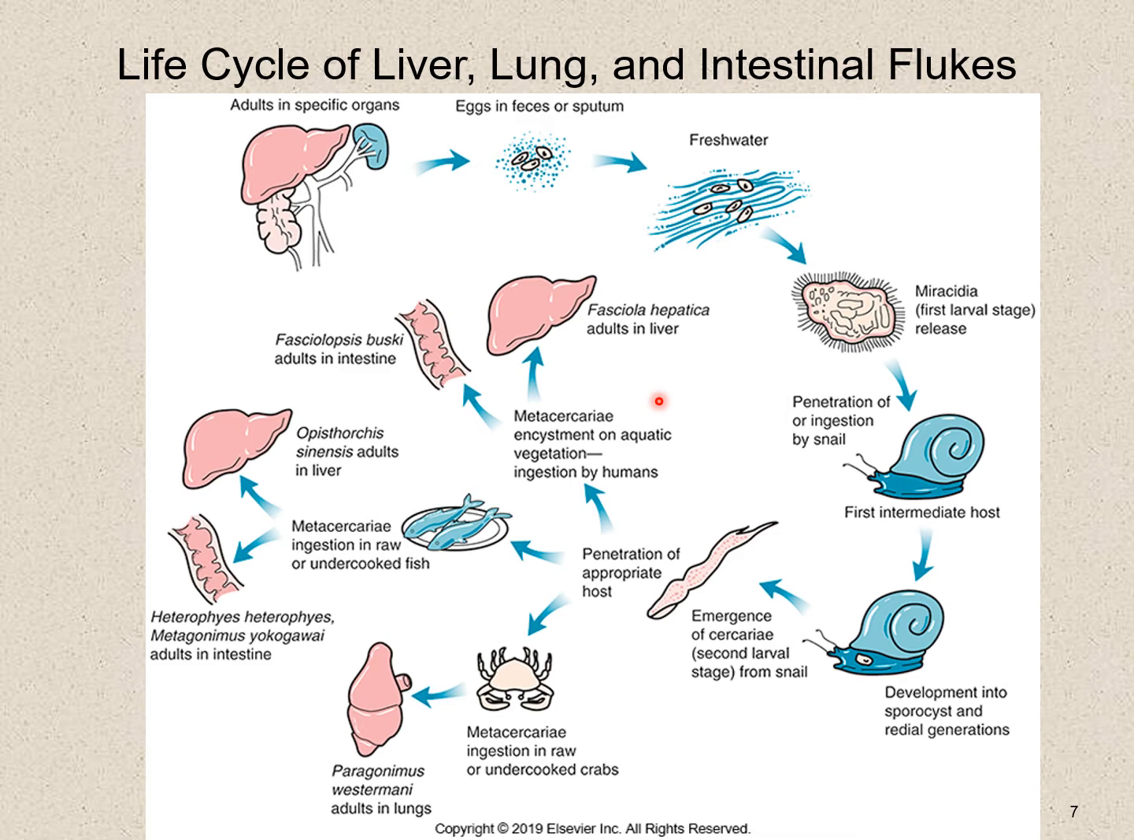The cercaria then attach to aquatic vegetation, or they can invade flesh of aquatic organisms. This is referred to as metacercaria in this stage, and this is the infective stage for humans. Once the metacercaria are in the fish or seawater organisms, humans ingest the infective stage, and then the life cycle continues.